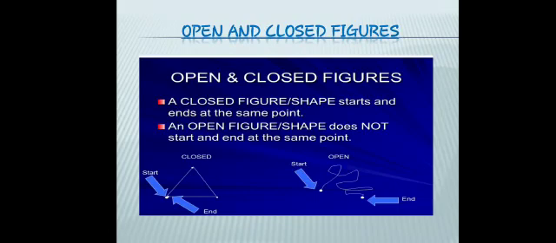Let us understand about open and closed figures. Children, a closed figure or shape starts and ends at the same point, whereas an open figure or shape does not start and end at the same point. Look at these figures. All the open figures have their beginning and ending point open. They do not meet at one point, whereas in a closed figure, the end point and the beginning point meet together at one point.